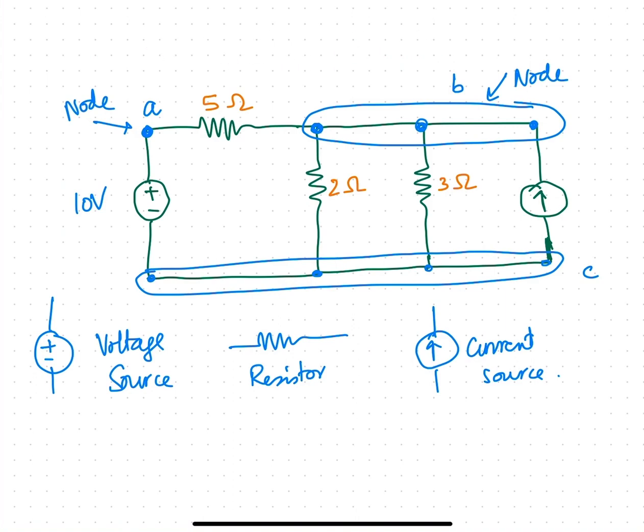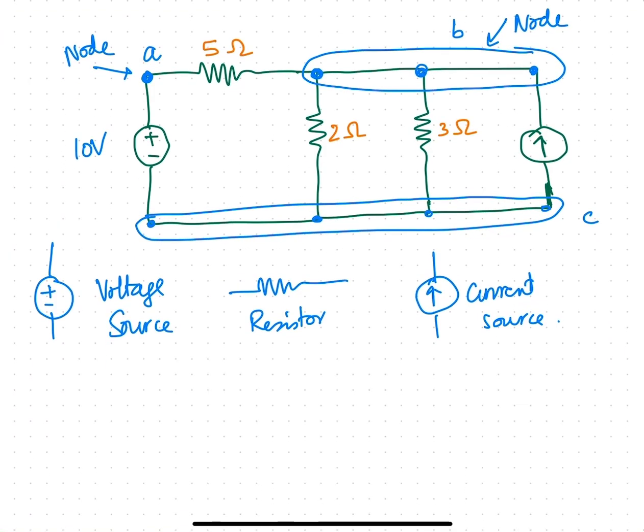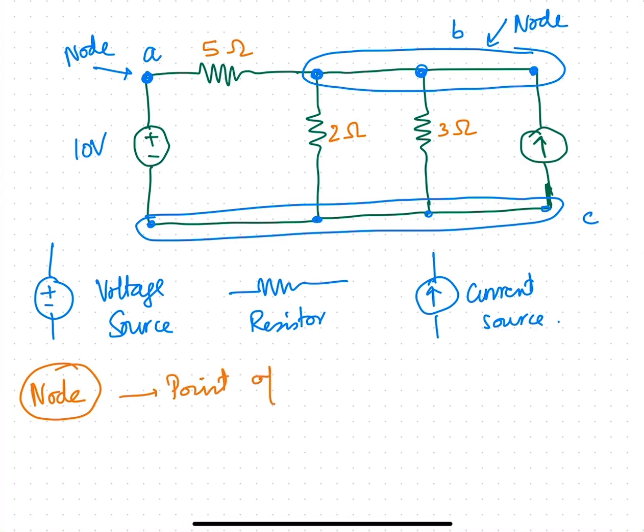So what I want to highlight is that node is a very important concept in circuit analysis. A node is any point where 2 or more circuit elements are joined. Okay, so it's a point of connection between 2 or more branches.